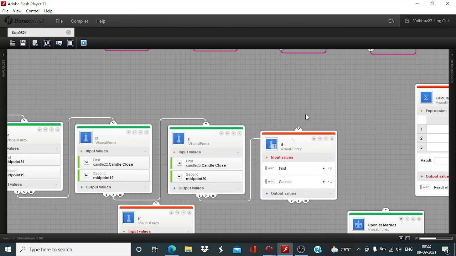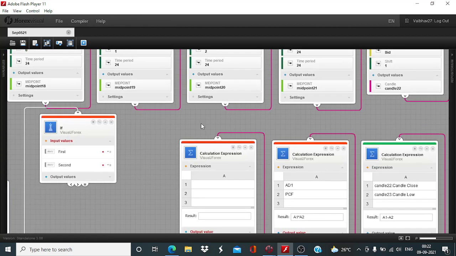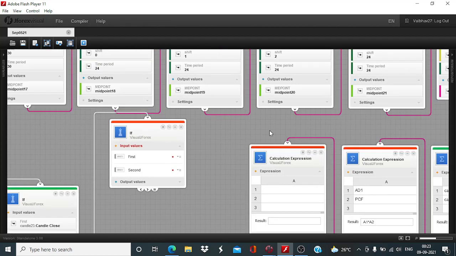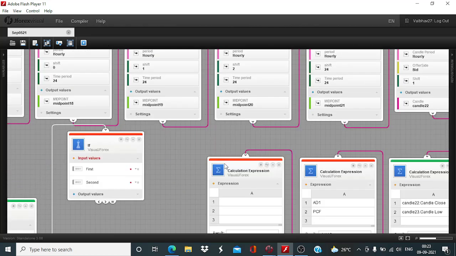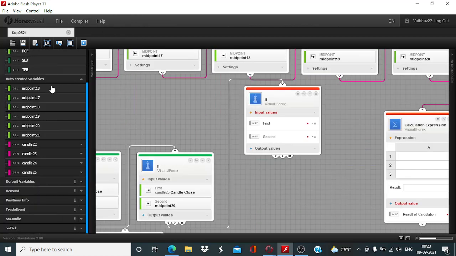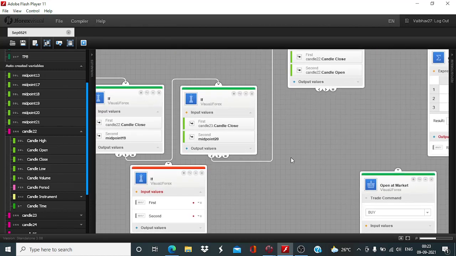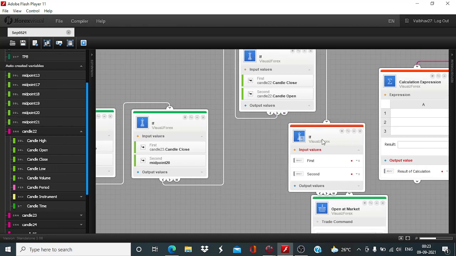Now we turn to the price action data and see how the last 1 hour candle close is showing us. If it is greater compared to the opening value, that means there has been price rise. So we compare the closing and the opening values for candle 22. Okay, so again we have to go back to the auto created variables and retrieve the data. And here the condition is simple: first input greater than second input.